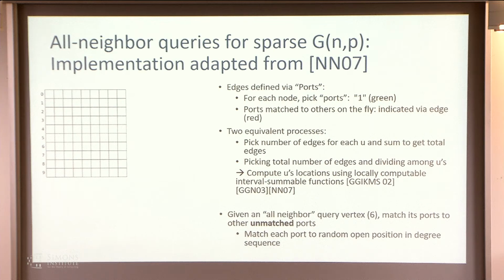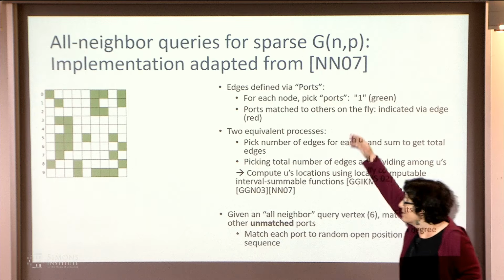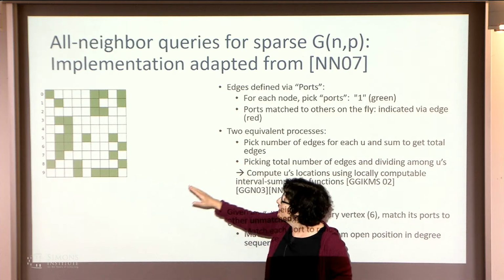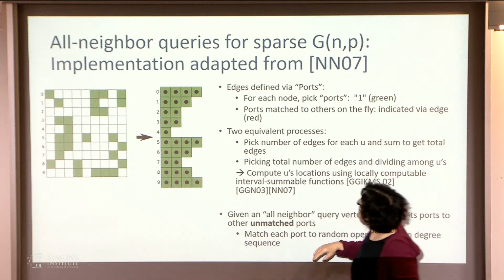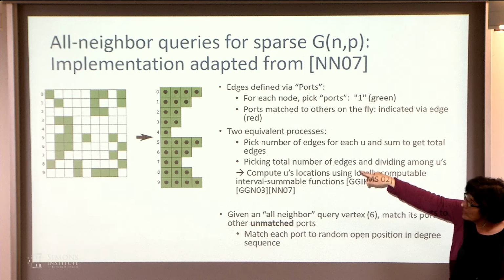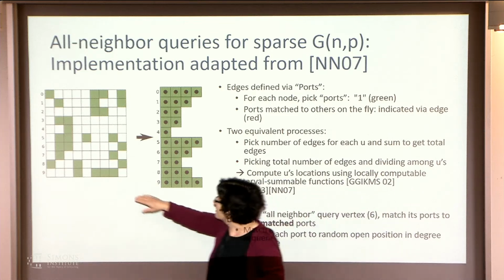Okay, but what about sparse graphs? I'm going to talk about an implementation that's really adapted from Noah and Nussbaum. Here, you're not going to go through the whole graph and fill in which ones are green and which ones are white, but what you could do is define the edges via ports. For each node, you're going to pick a certain number of ports, depending on what its degree should be. And those will be those green guys. All the green guys are going to be the ports.